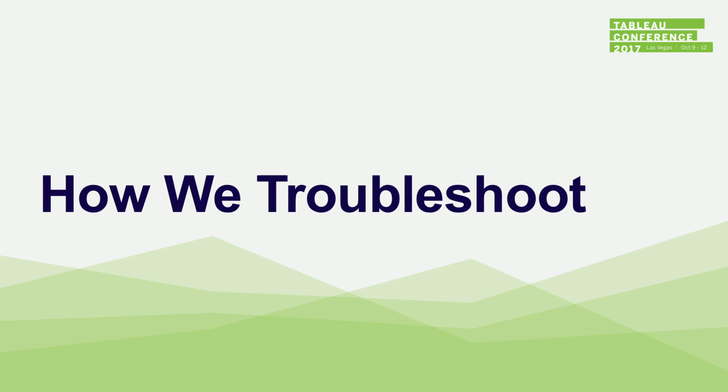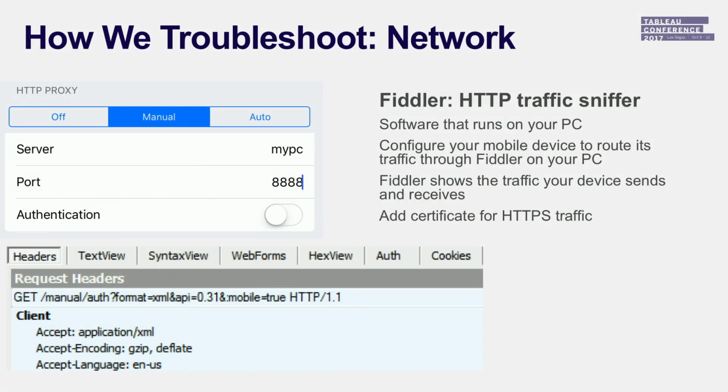Yeah, things don't always go as expected, so we have tools to fix that when we run into issues. For network issues, we use Fiddler. Fiddler allows you to intercept HTTP traffic between the device and the Tableau server. The way to set it up is you have a proxy set up on the mobile device, which connects to the computer or the PC where Fiddler is running. And Fiddler would then intercept the traffic between the mobile app and the Tableau server. You can also install Fiddler root certificates on the mobile device. This would let you intercept HTTPS traffic also.